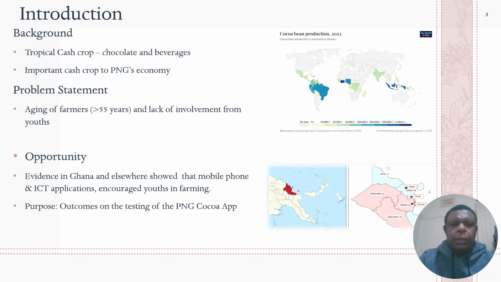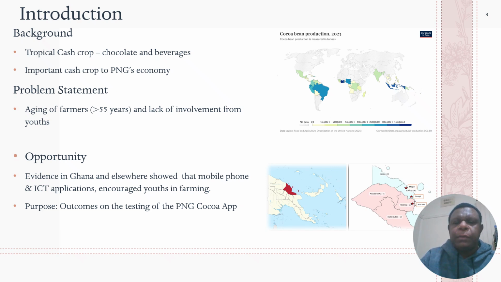For background, as we know, cocoa is a tropical cash crop from which chocolate and beverages are made, and it's in high demand right around the world. It's important to PNG's economy as it supports 2 million people and contributes 14% of total agricultural export earnings. And in 2019, it received 239 million kina in total. So it's a very important economic crop for PNG as a country.